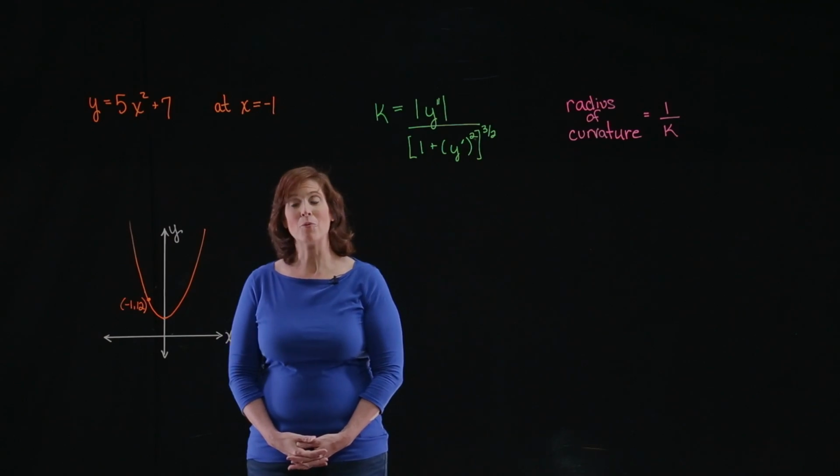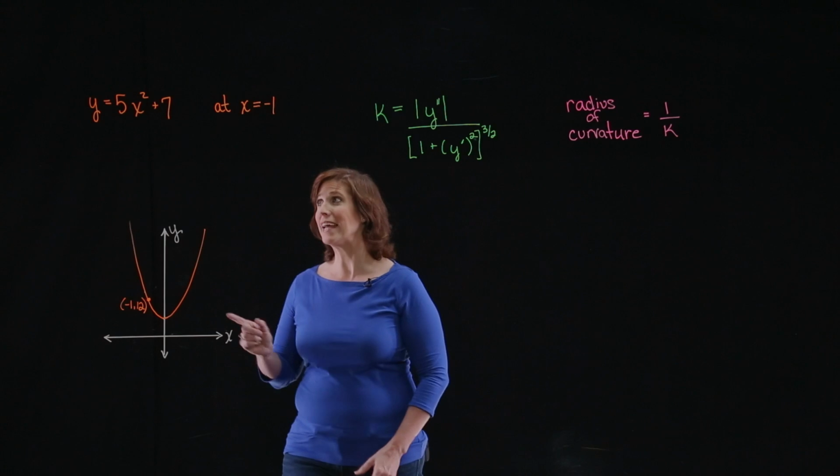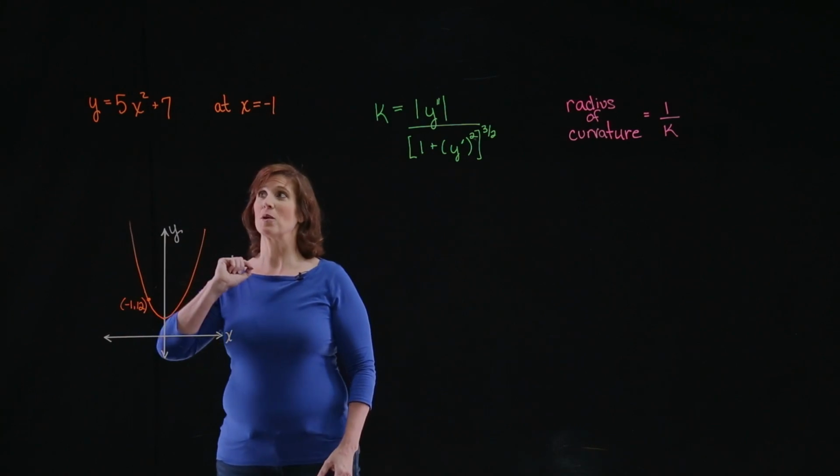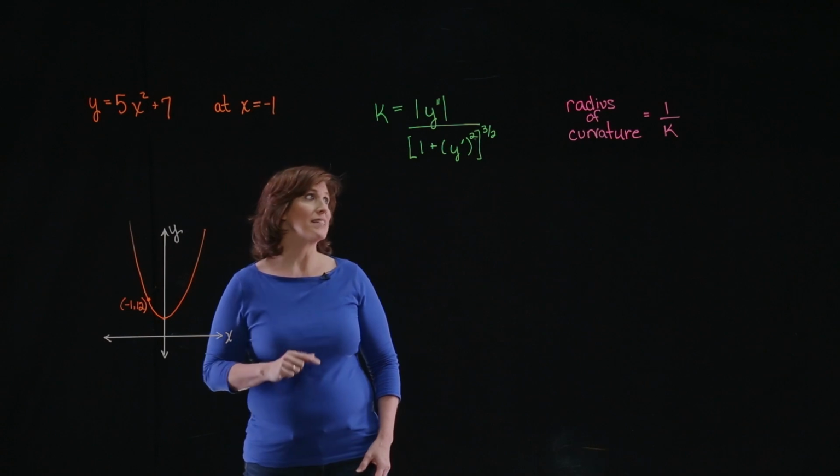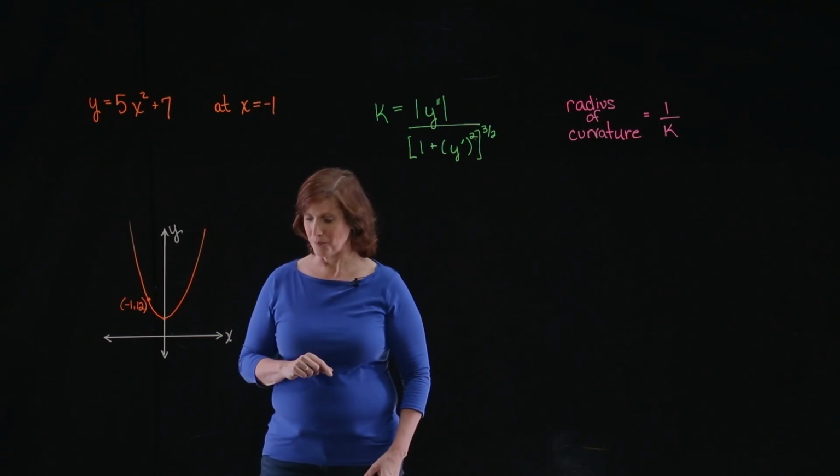Hi everyone, I'm Cheryl. In this problem, we're asked to find the curvature of a plane curve y equals 5x squared plus 7 at the point x equals -1. And then we're asked to find the radius of curvature.